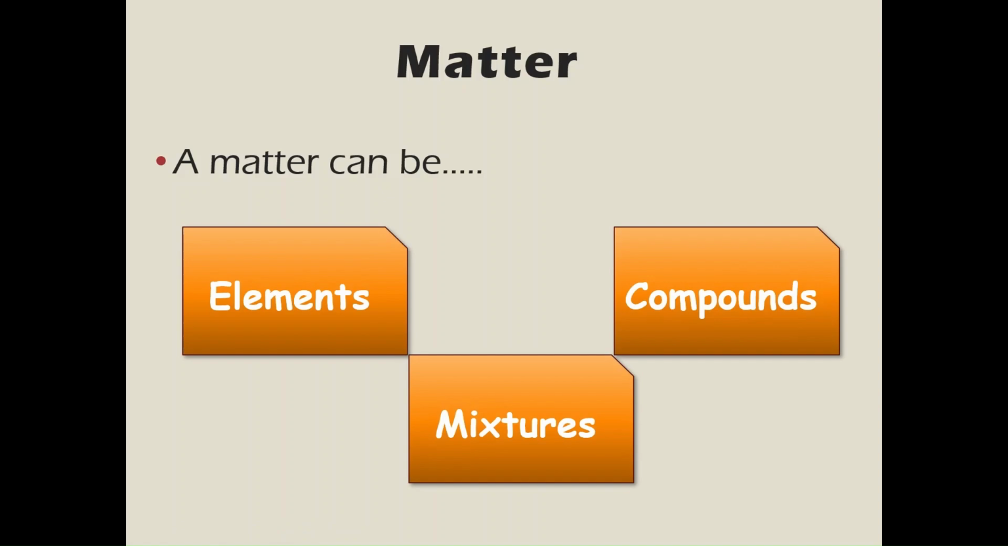Compounds are made up of more than one type of atom, while a mixture is made up of more than one type of compound. So simply, elements are made up of only one type of atom. Compounds are made of more than one type of atom, like sulfuric acid, which is a compound made of more than one type of atom. A mixture is more than one compound mixed together.